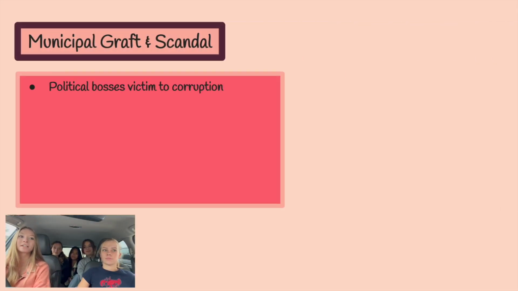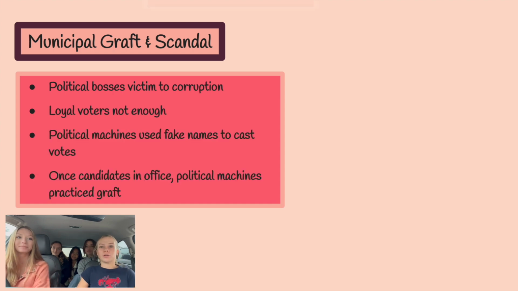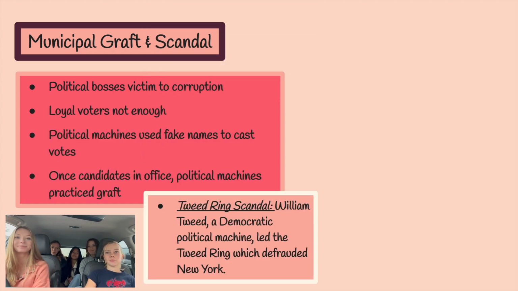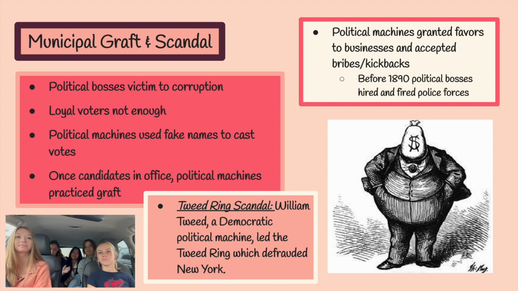Municipal graft and scandal. Political bosses fell victim to corruption, and their loyal voters were not enough. Political machines used fake names to cast votes, and this benefited them along with individual politicians. Once candidates were in office, political machines practiced graft. Political machines granted favors to businesses and accepted bribes and kickbacks, which was totally unfair to the smaller businesses that it didn't benefit. Before 1890, political bosses hired and fired police forces.